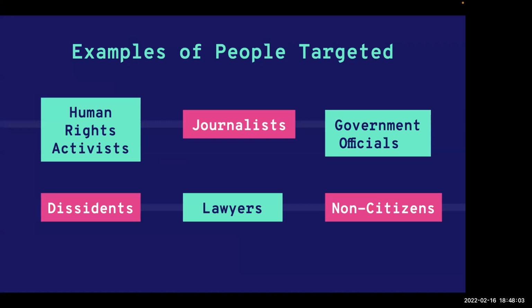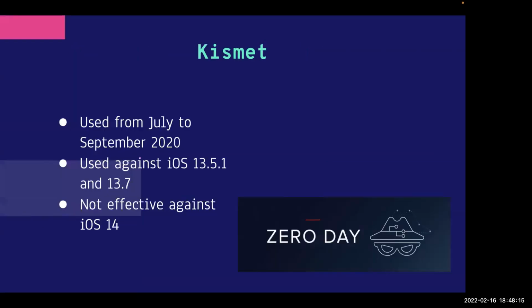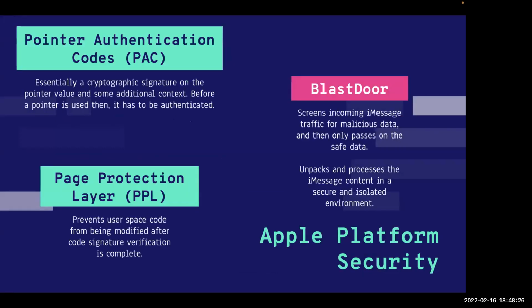And these are examples of the more recent people targeted by NSO Group, like human rights activists, journalists, government officials, DoD employees, non-citizens, lawyers, and just random dissidents. So Kismet was used from July to September 2020 and was effective against iOS 13.5.1 and 13.7, and was fully patched in iOS 14.